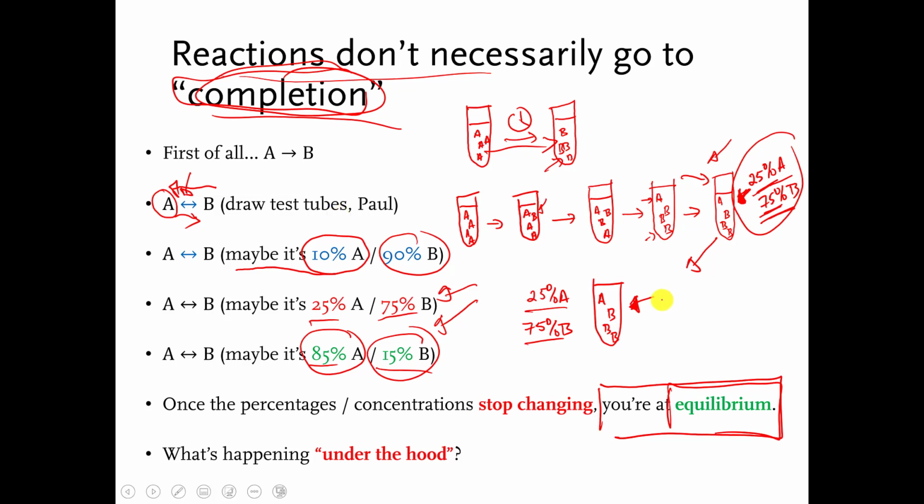But there is actually stuff happening under the hood. Every once in a while, even when you're at equilibrium, an A molecule might turn into a B molecule. But if that's true, it's also equally likely that a B molecule will turn back into an A molecule. If both things are happening at the same sort of frequency, then the percentages aren't going to change anymore, even though things are switching back and forth. So that's an introduction to equilibrium, and that's probably enough background information to get you to where we need to go. So see you in the next video.